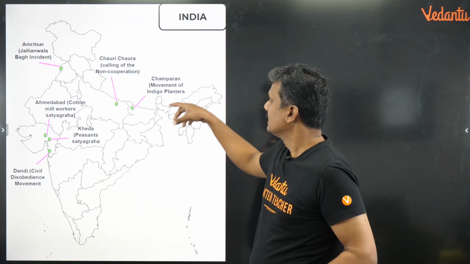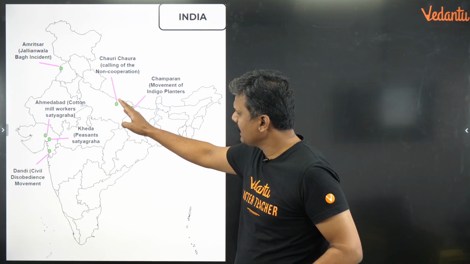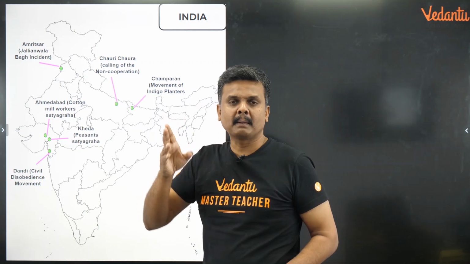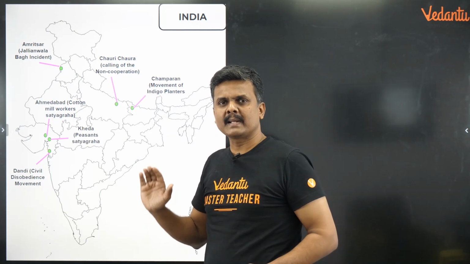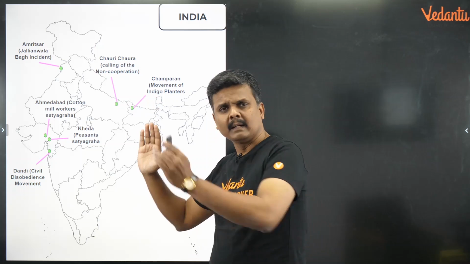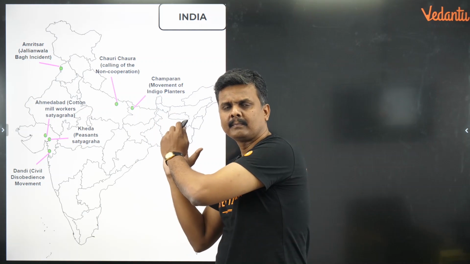Right, guys? So Champaran is in Bihar, very close. Remember that. C, both start with C. Sometimes you have to remember like this. Chauri Chaura as well as Champaran, both start with C and they are next to each other. Bihar and UP are very close to each other. Right? It is adjoining.